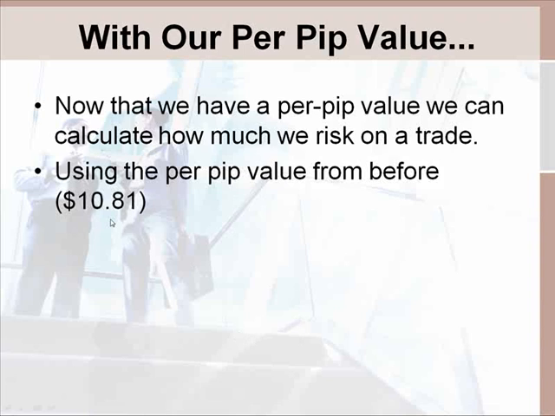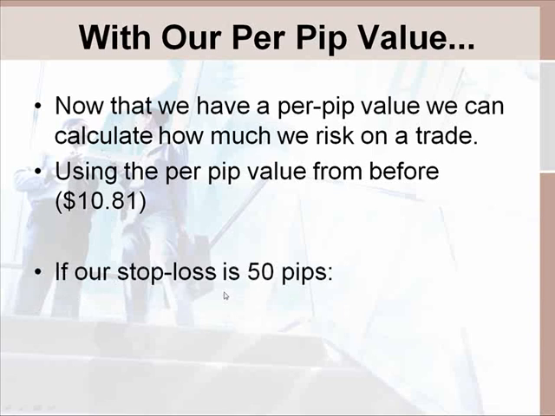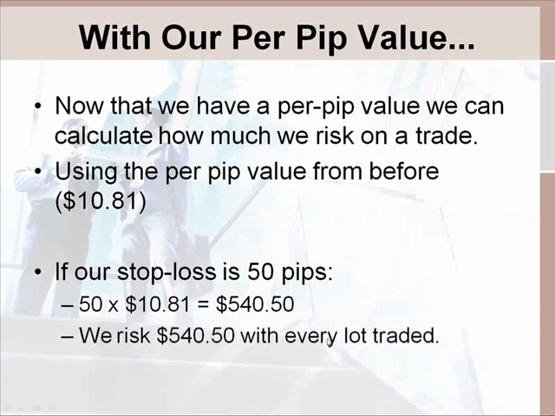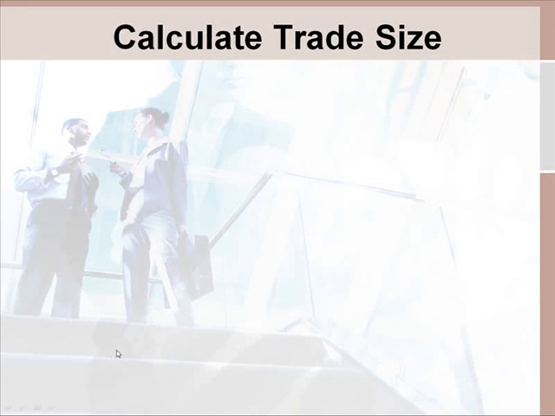Using the per pip value from before, it's $10.81 is what we calculated. If our stop loss was 50 pips on a trade, then we'd be risking 50 times $10.81 equals $540.50. For every lot we traded, we would be risking $540.50. And then we can move on and begin to calculate a trade size with that number.